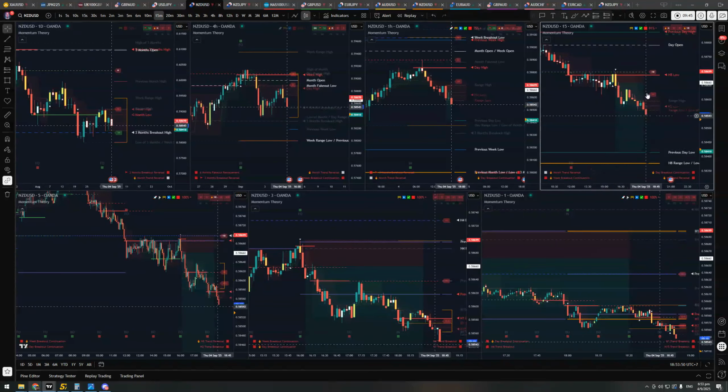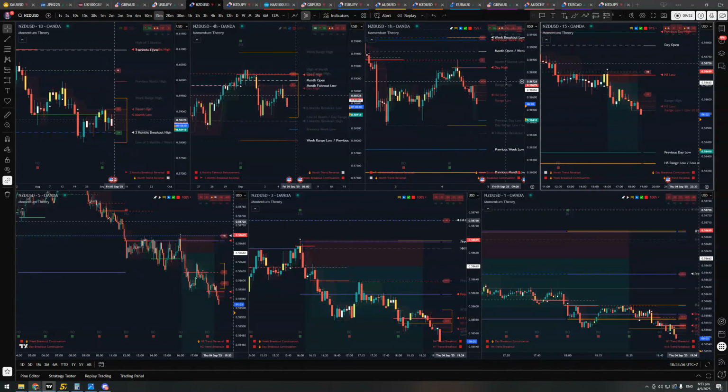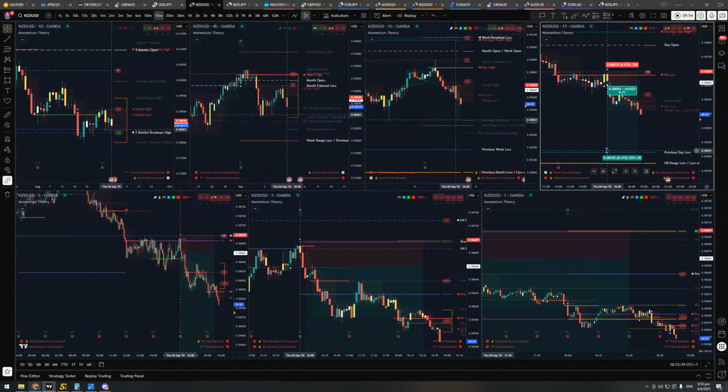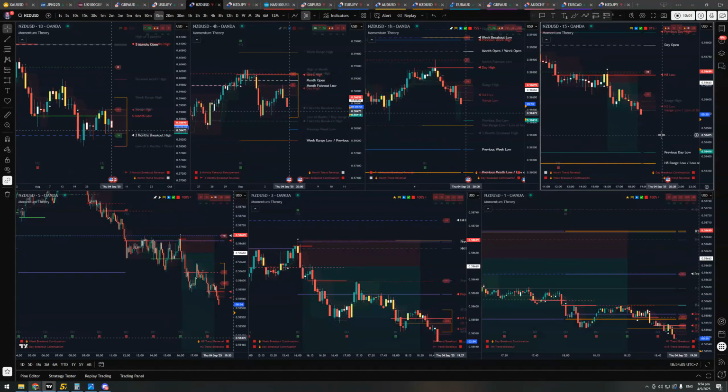So this is about a 3-hour move. Looking for the completion up to the previous day low. And that's about it. So nice little trade here to the 6 months breakout level, just a little under 3R. And that's it.